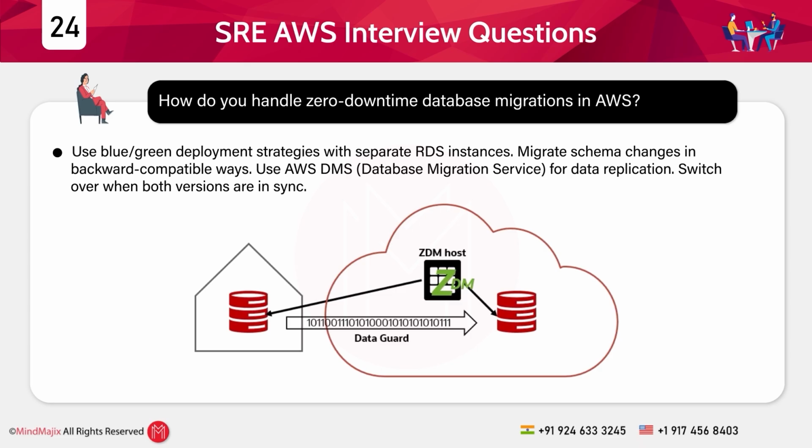I would use the AWS Database Migration Service, or DMS, to replicate the data continuously from the old database to the new one, ensuring minimal lag. Before switching traffic, I would run consistency checks to verify that both versions are fully synchronized. Once validated, you can update the application endpoints or Route 53 records to point to the new database. The old database would be kept in standby for a rollback window in case an unexpected issue arises. Finally, you can monitor the CloudWatch metrics and application performance closely after the switchover to confirm that the migration was successful without impacting the end users.